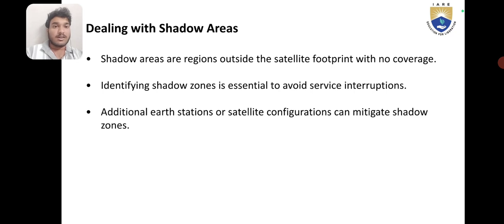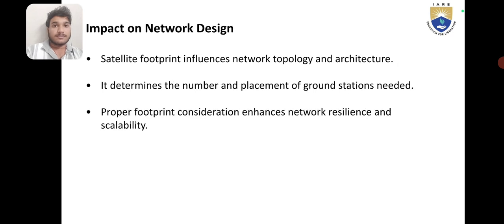Additional earth stations or satellite configurations can mitigate shadow zones. Impact on network design. Satellite footprints influence network topology and architecture. It determines the number and placement of ground stations needed. Proper footprint consideration enhances network resilience and scalability.